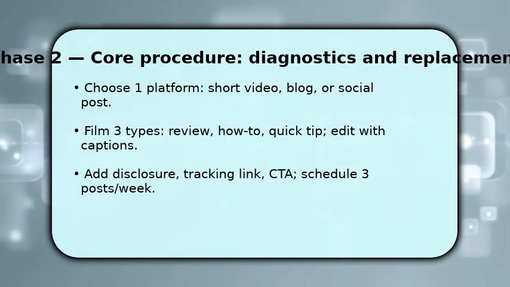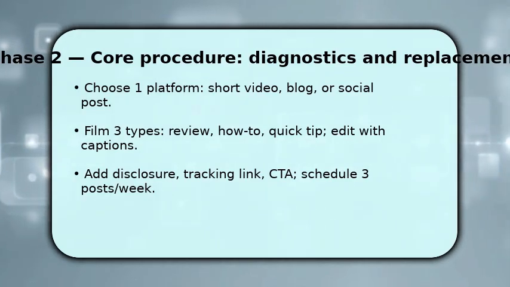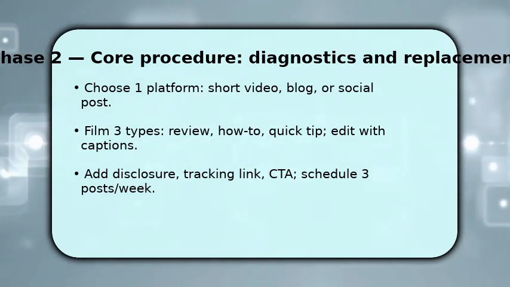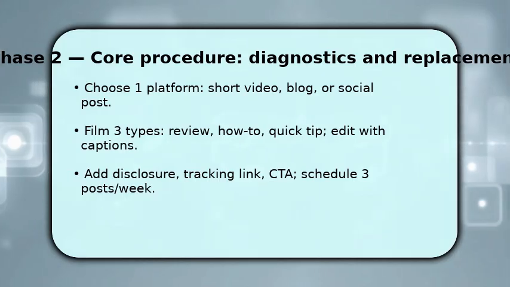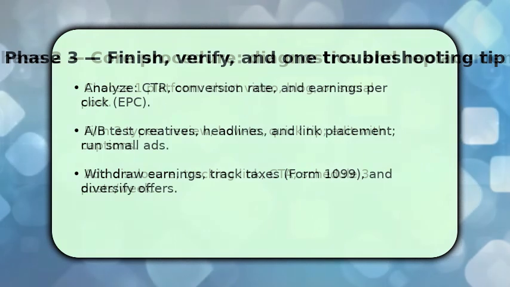Then schedule or batch publish 3 posts per week, monitor impressions and clicks, and tweak titles and thumbnails based on early data to improve CTR. You finish the funnel by analyzing CTR, conversion rate, and earnings per click. This tells you what to scale.